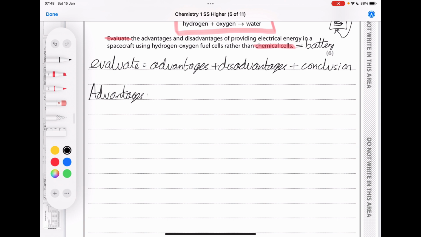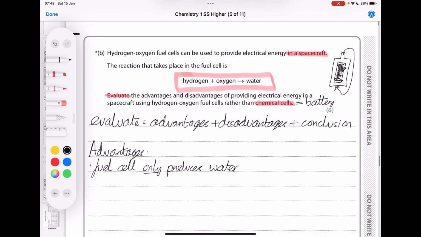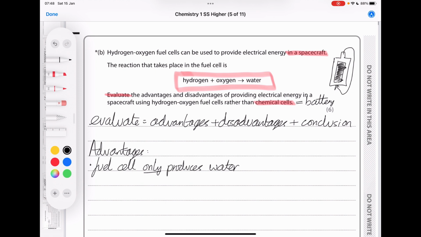First thing, the fuel cell only produces water. You were given the equation, the only product is water, which means for a fuel cell, lots of people started talking about this as if it was a diesel generator and we're burning petrol. We're not. They gave you the equation there. The only product is water. So that's 1 mark already just for that.